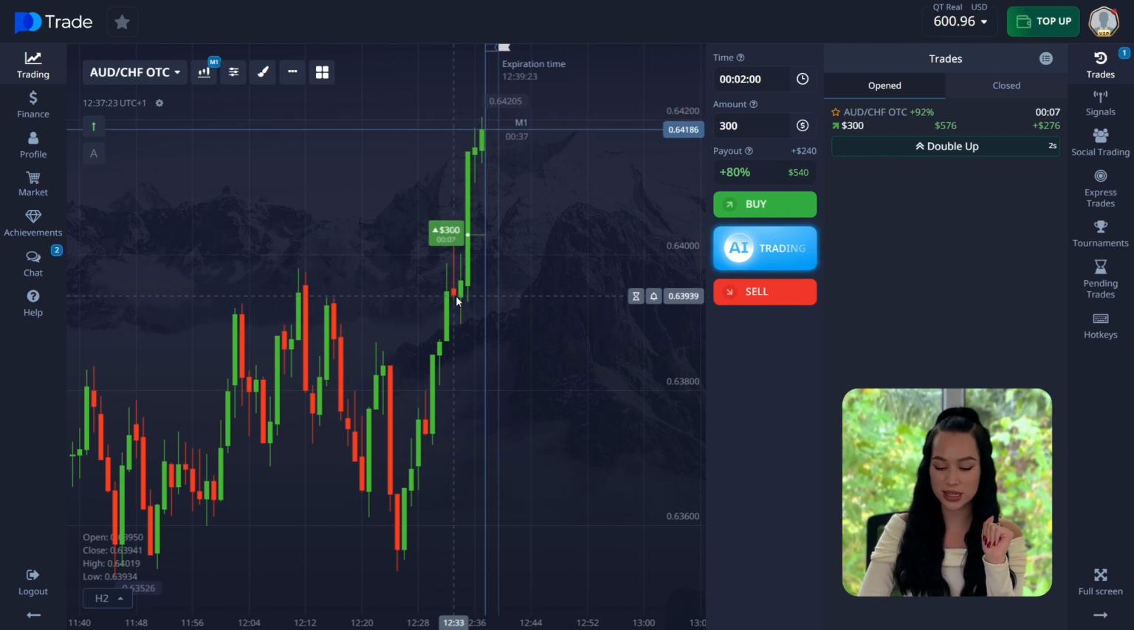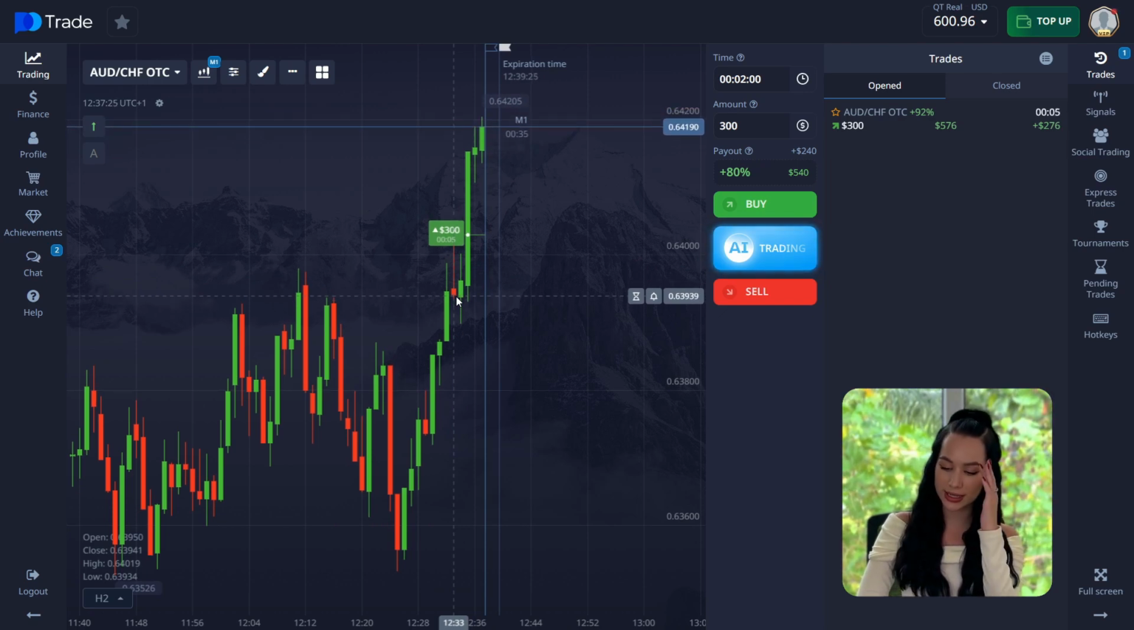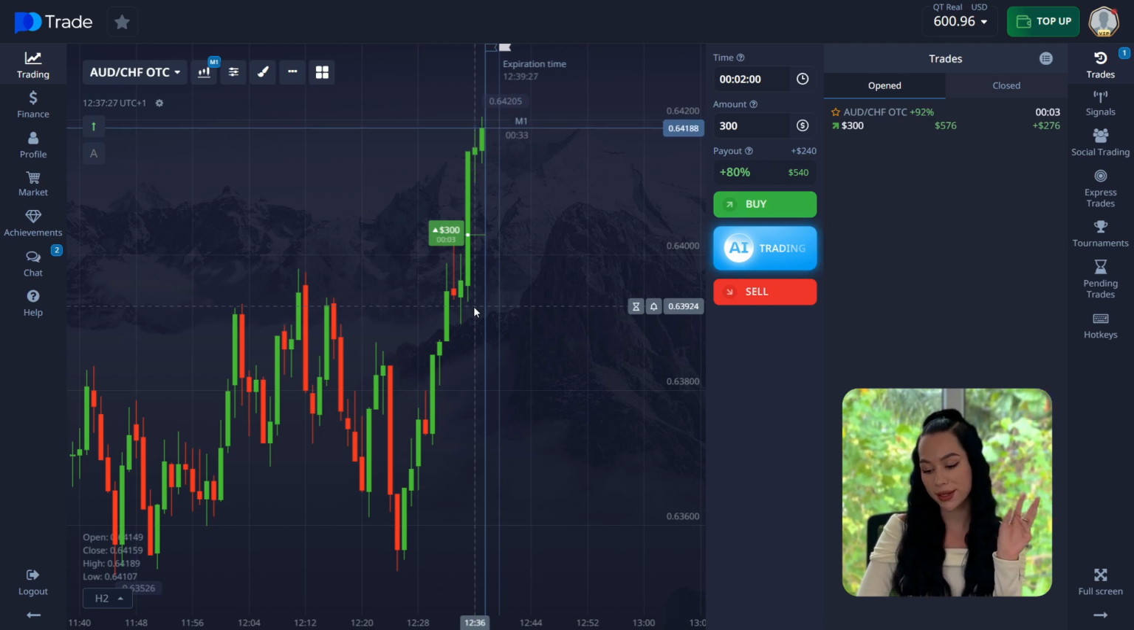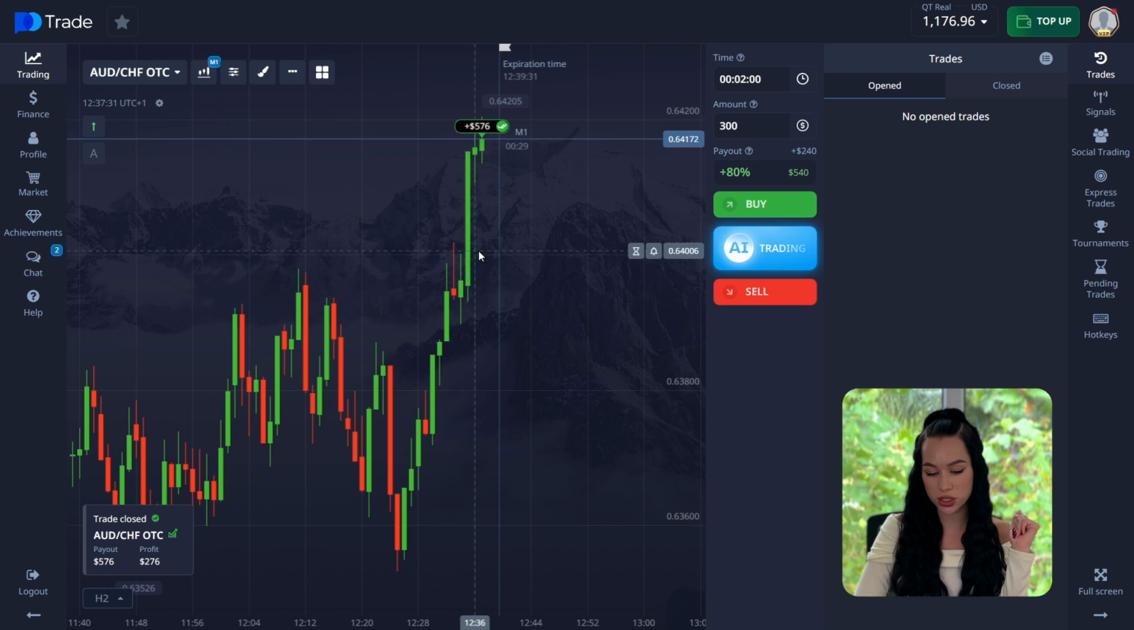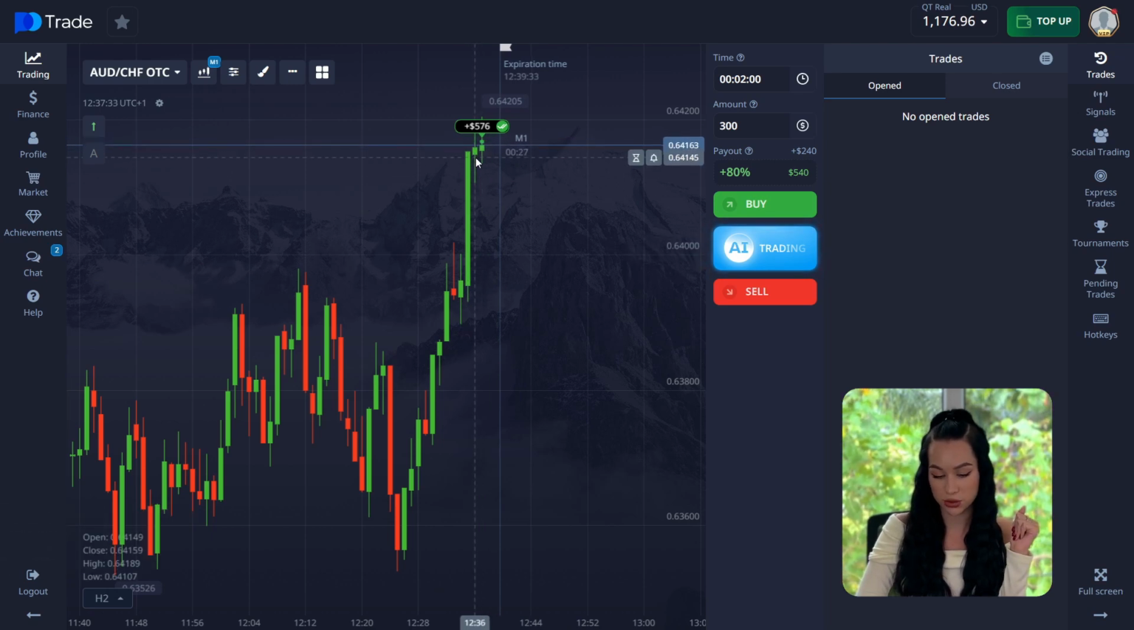So it's 7 seconds till the end of the trade. Let's see how we're going to end it. It's 4, 3, 2, 1. And we successfully closed this trade in a plus. Guys, as you can see, it was really easy.